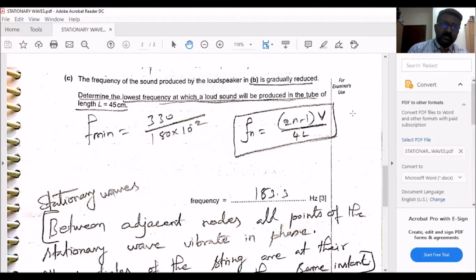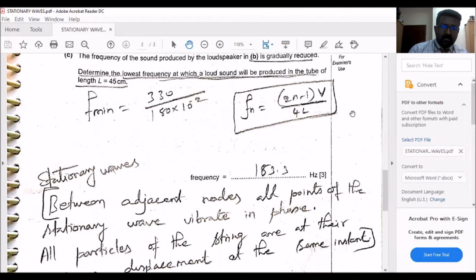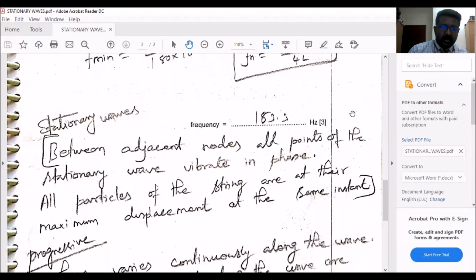We also know that the speed of sound in air is equal to 330 meter per second. Now we can calculate the lowest frequency, f minimum, which is equal to the velocity 330 divided by lambda, which is 180 centimeter. Converting centimeter to meter by multiplying with 10 to the power of negative 2, we get the minimum frequency equal to 183.3 hertz.